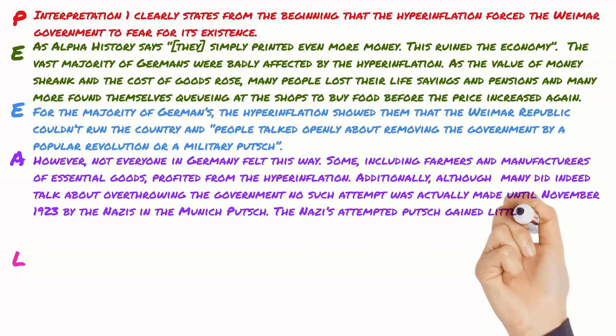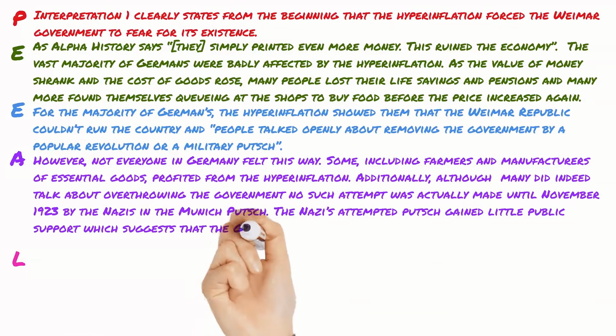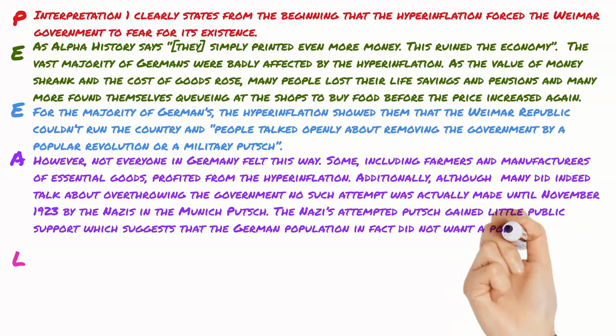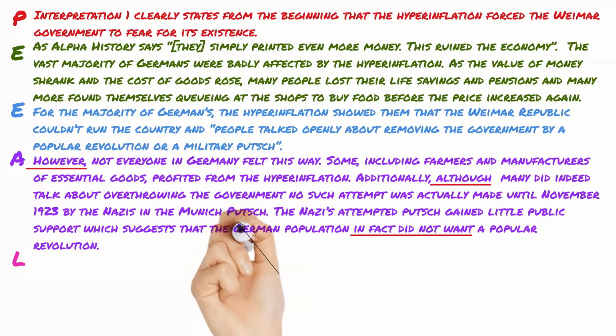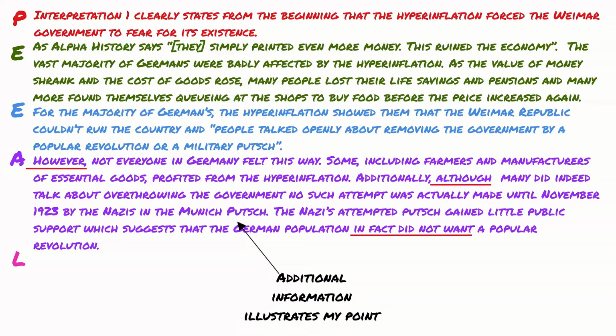The Nazis' attempted putsch gained little public support, which suggests that the German population in fact did not want a popular revolution. I've used connectives such as however to ensure that I am comparing, and adding the information about the Munich Putsch to illustrate my point, which is that people didn't really want an uprising.